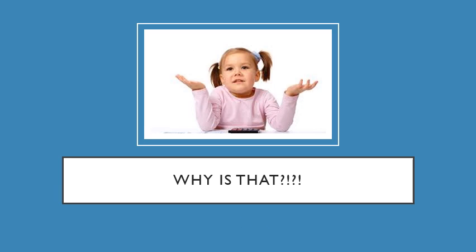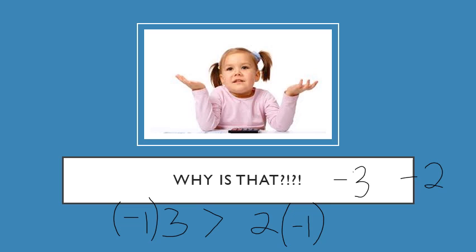Now you may be asking yourself, why is that? Why does the inequality symbol flip when I multiply or divide by a negative? Well, I'm so glad you asked that question. So let's look at the numbers 3 and 2. We know 3 is greater than 2. Cool, not a big deal. Now let's multiply both sides by negative 1. So now on the left, I have a negative 3, and on the right, I have a negative 2.